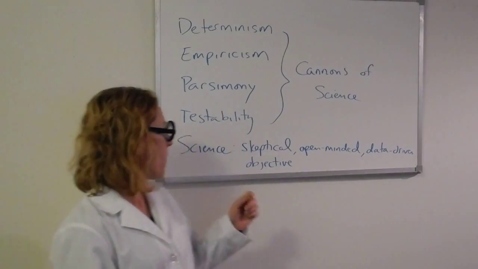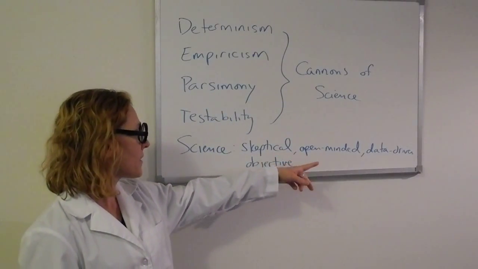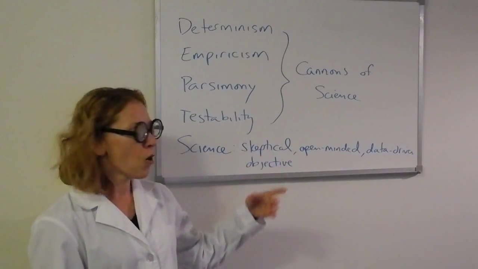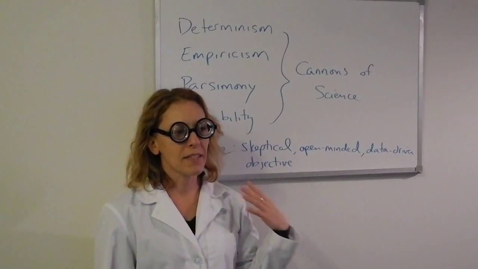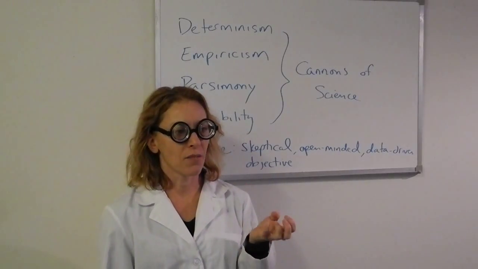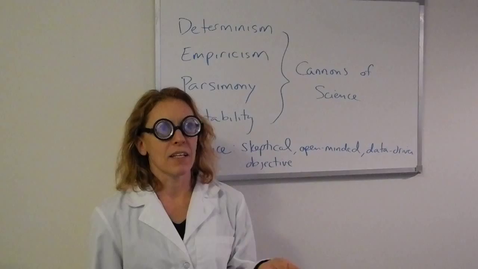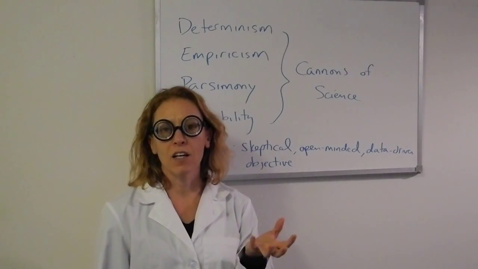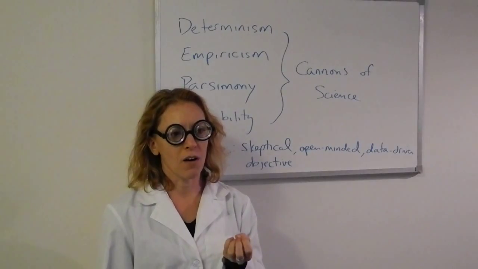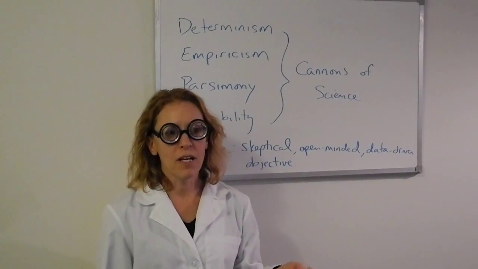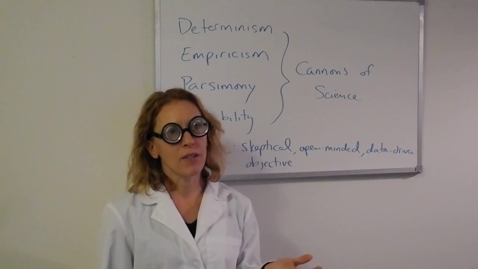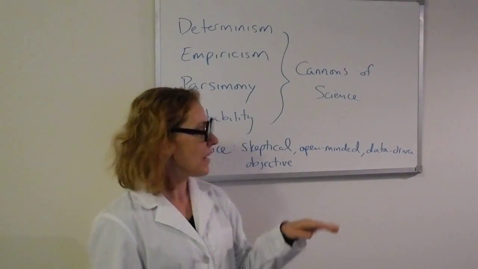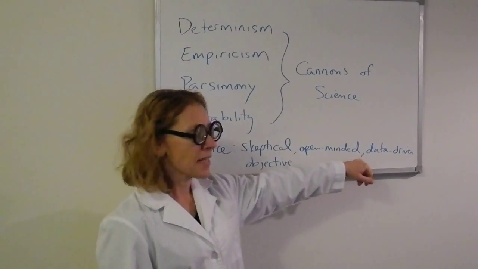Science is skeptical, open-minded, data-driven, and objective. I just talked about the objectivity. What do I mean by skeptical? Well, I mean that science demands evidence. It's questioning. It does not take immediately for granted that something is true. So you keep an open mind, you always ask why, and it's related to being data driven.